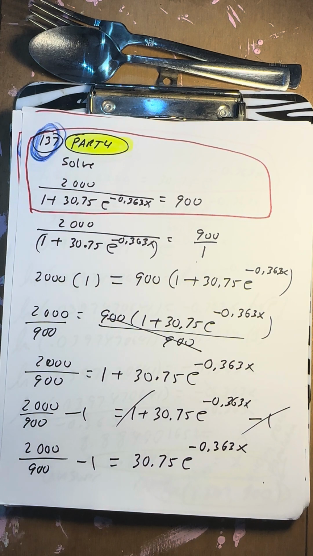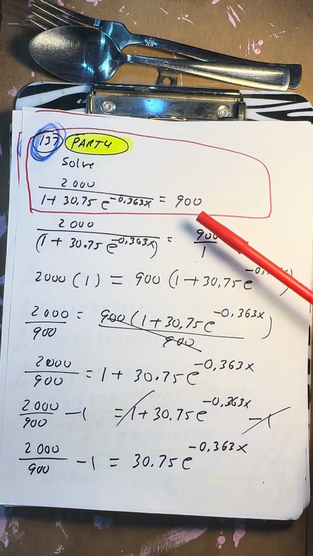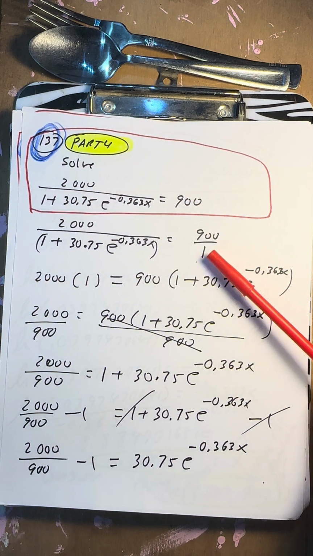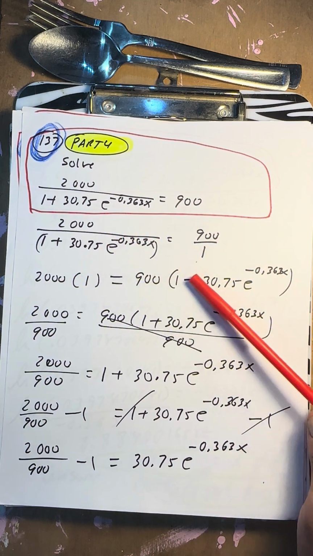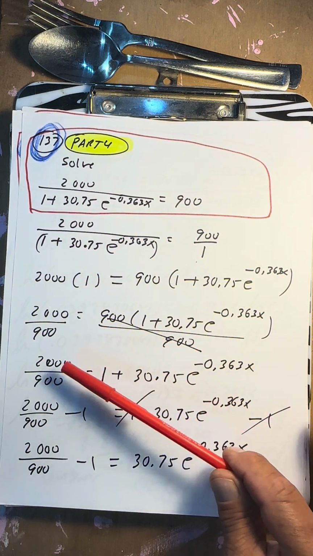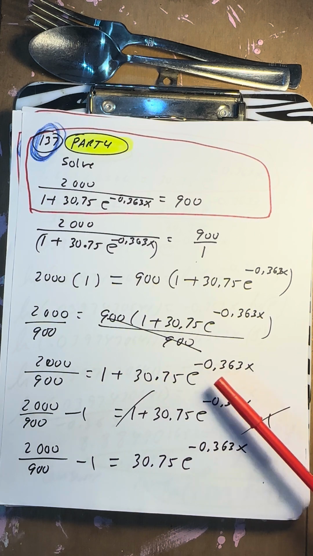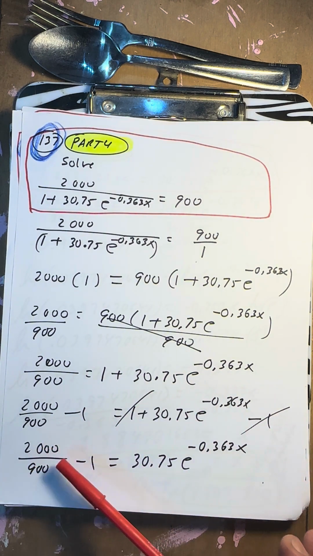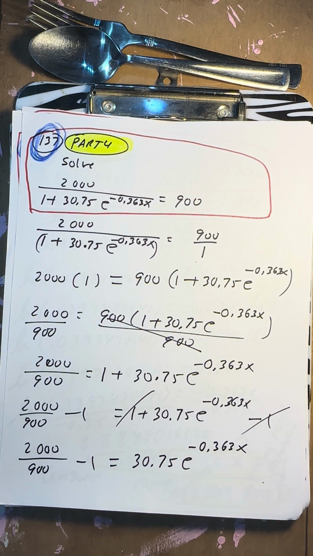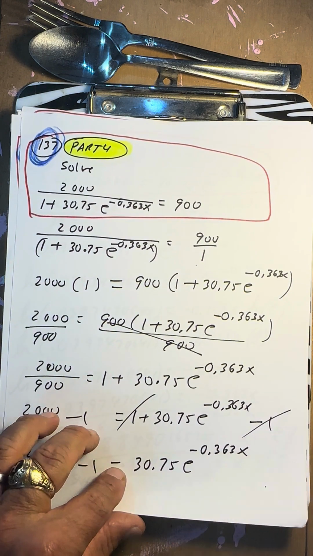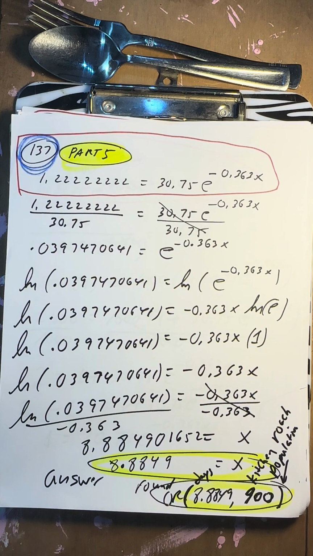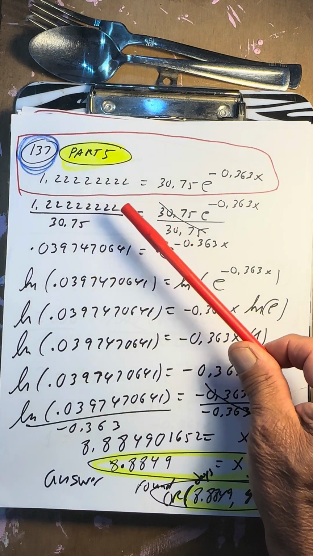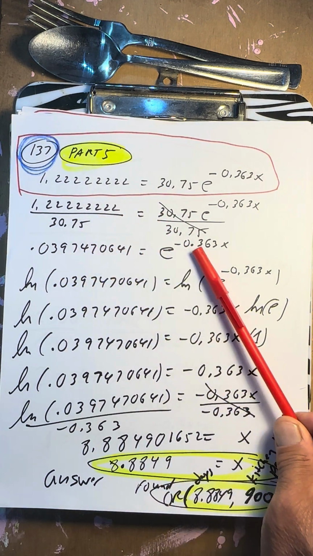When is it going to be 900? Okay, so we're going to solve this. 900, cross multiply. 1 times that, this times that, 900. Divide by 900, divide by 900. You get this equals 1 plus this. Minus 1 on both sides. These are gone. So you have this number minus 1 equals this. Divide by 30.75, which is what I'm going to do right here. And when I do that, you get this number equals this.